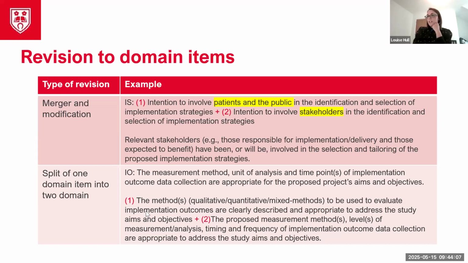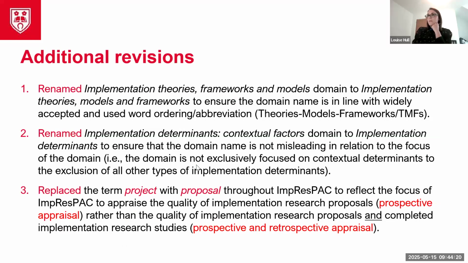And then this last example in the implementation outcomes domain. Experts suggested that we actually split this into 2 domains, which we did. And then these are some of the other revisions that we made, in addition to the revisions that we made to the ImpRes domain items.